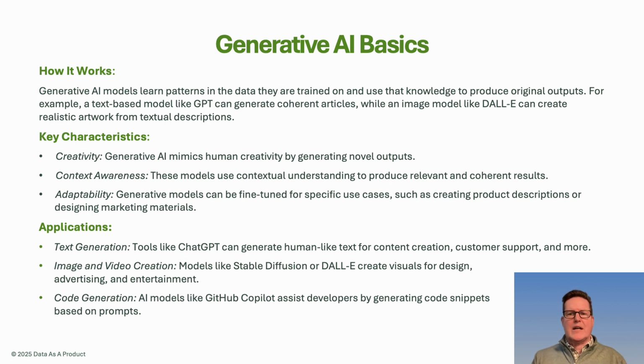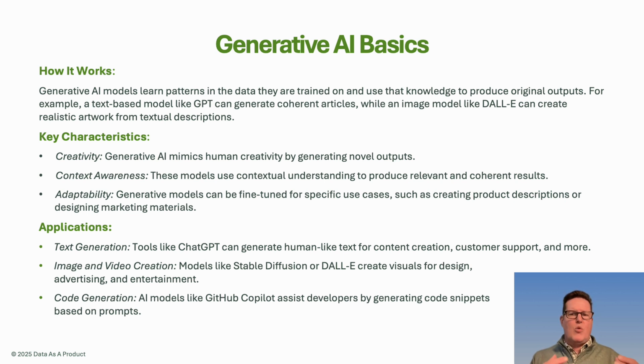For example, a text-based model like a GPT can generate coherent articles, while an image model like DALL-E can create realistic artwork from textual descriptions. Now, some of the key characteristics of generative AI: first, creativity. It tends to mimic human creativity by generating unique and new outputs.